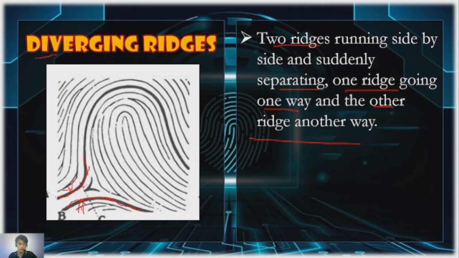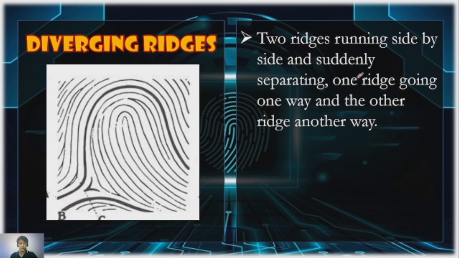And as you can see in here, we have an imaginary line that was formed, and that is what we so-called the point of diverging, or point of divergence, right? So anyway, this is what we so-called diverging ridges.